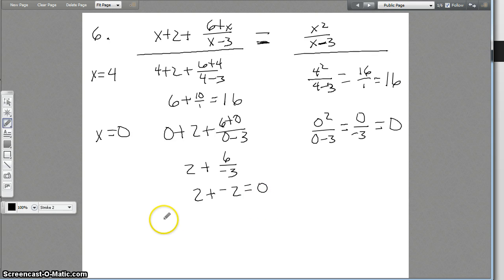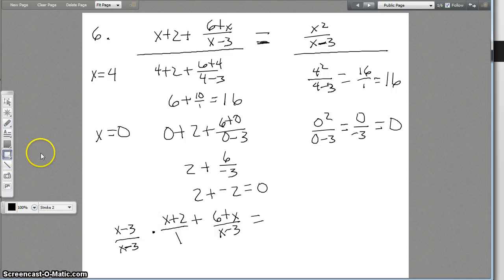So again, these two expressions yield equal numbers. The reason why is this. If we take x plus 2 and we add (6 plus x) over (x minus 3), well, in order to add these, we have to get a common denominator. So the x plus 2 is really a fraction over 1, and we're going to multiply it by (x minus 3) over (x minus 3). And when we do that, x minus 3 times x plus 2, I'm going to draw a little grid up here so that we can work this out.